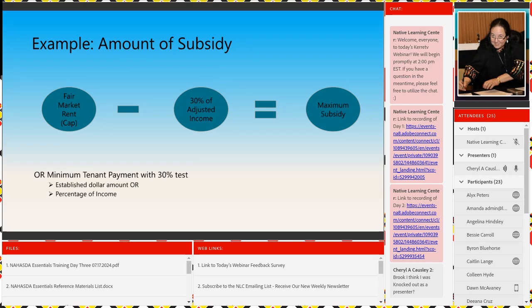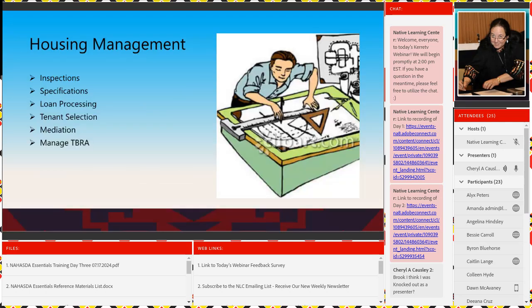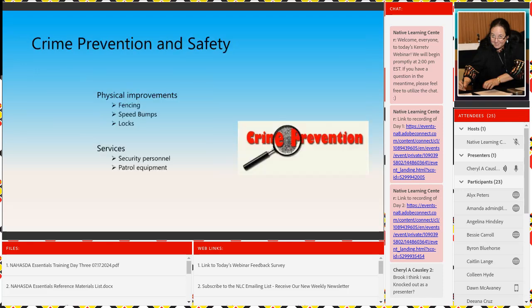So example amount of subsidy, the fair market rent cap minus the 30% of adjusted income would be the maximum subsidy you would help the family with. Or you can do a minimum tenant payment with a 30% test, your established dollar amount or a percentage of that income. So housing management there: inspections, specifications, loan processing, tenant selection, mediation, and managing that TBRA program. Because you still got to make sure that there's no lead-based paint in the house that they rent, because your money is there.